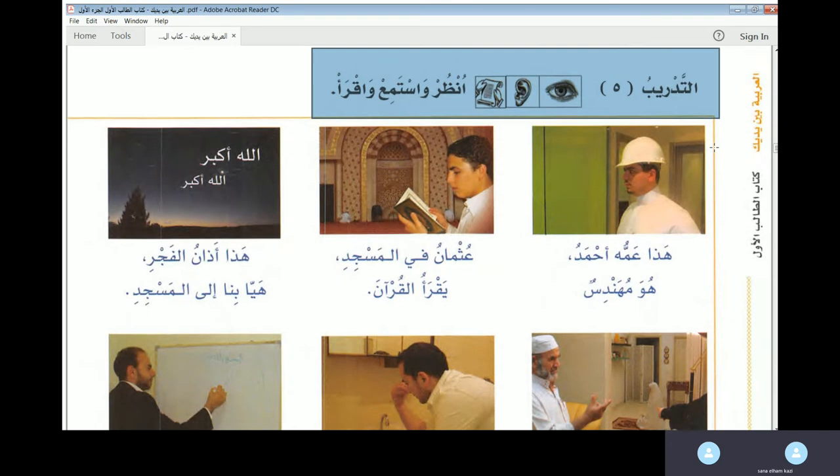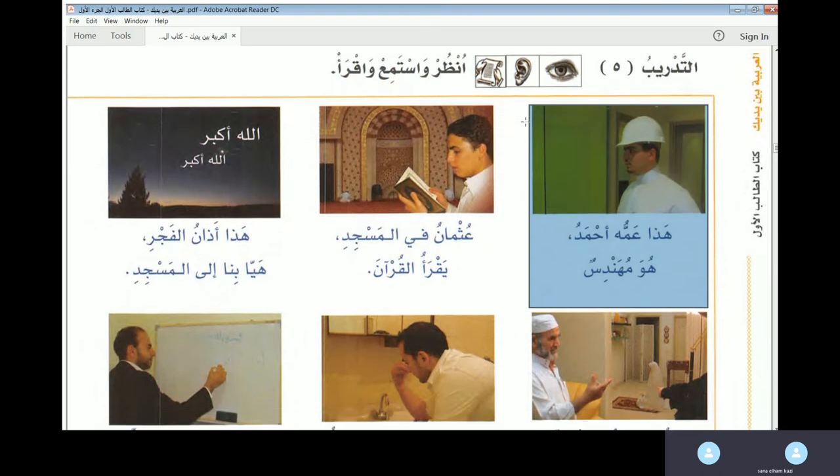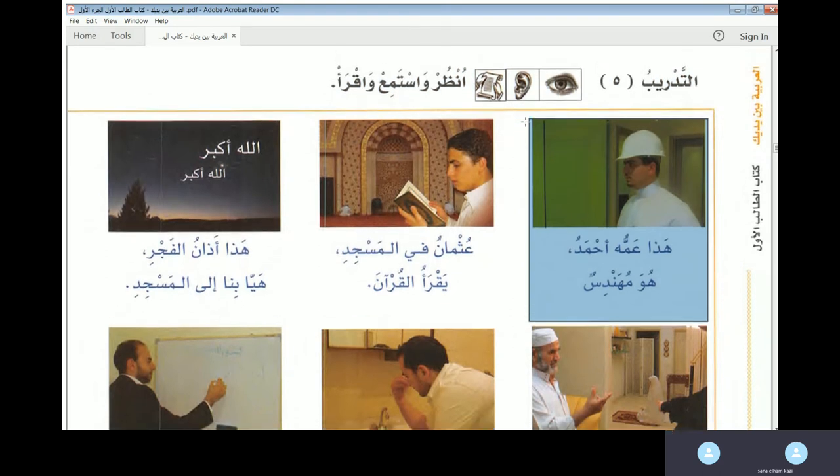Next page. At-tadribul khamis: look, listen and read.